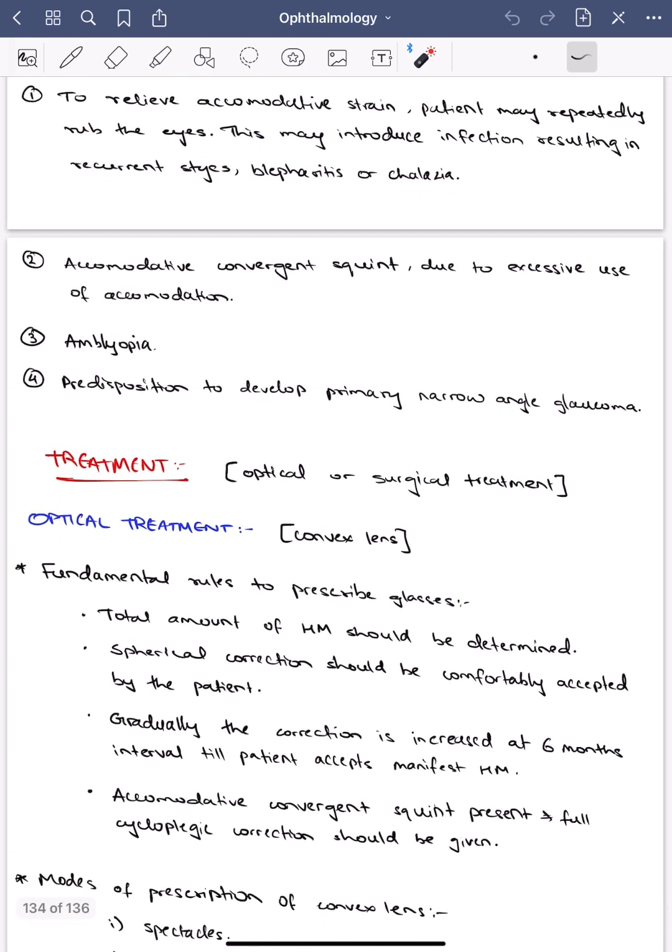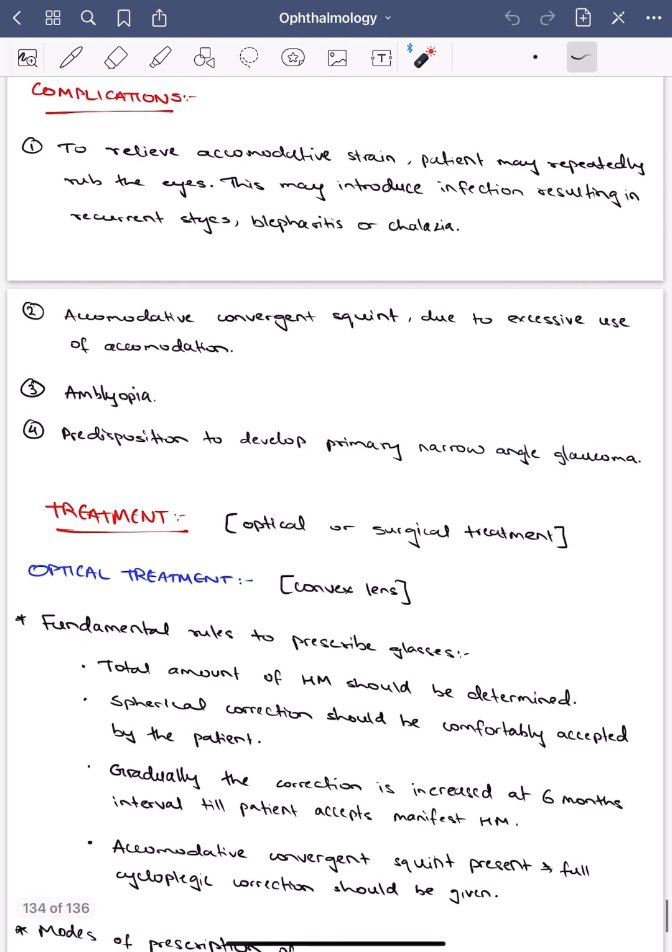Next is accommodative convergent squint due to excessive use of accommodation. So if this is the normal eye, because of excessive accommodation, there may be an accommodative convergent squint, that is the eye appears like this. Okay, convergent squint. The third is amblyopia, and the fourth is predisposition to develop primary narrow angle glaucoma. Why? Due to the shallow anterior chamber.